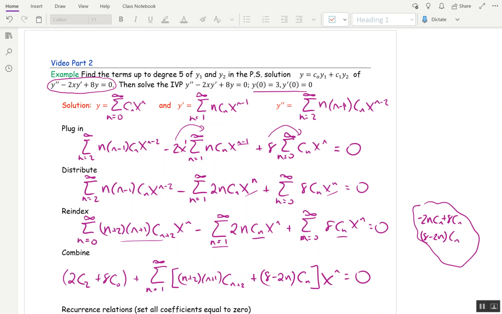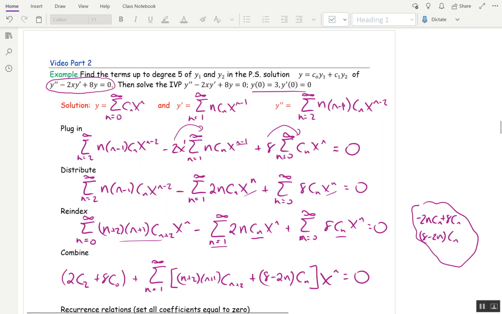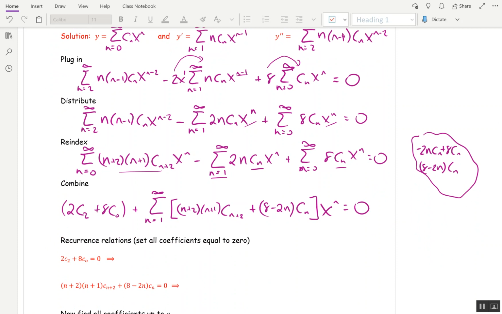Okay. Recurrence relations. We set all our coefficients equal to 0. Now, be careful here. When we set coefficients equal to 0, I'm not going to set this equal to 0 and that equal to 0 separately. I need to set that whole thing equal to 0 because this is my constant coefficient right there. So that whole thing needs to be 0, which I did here. And then I set this whole thing equal to 0, which I did here. And now in each case, we're going to solve for the higher Cn in terms of the lower Cn's. So this one gives me C2 is negative 4 C0.